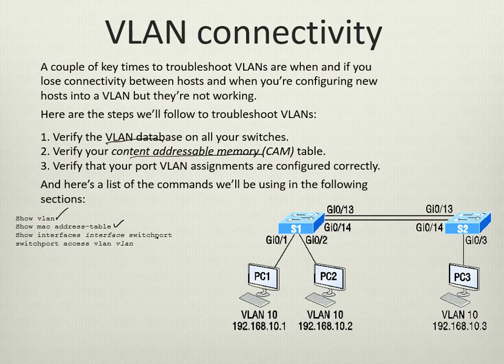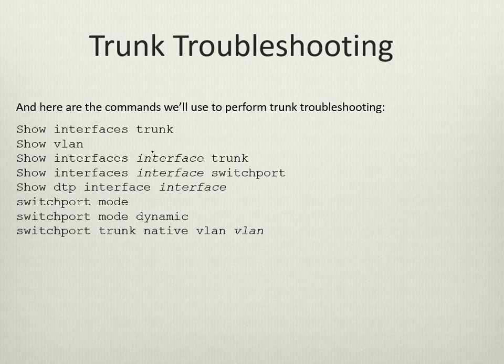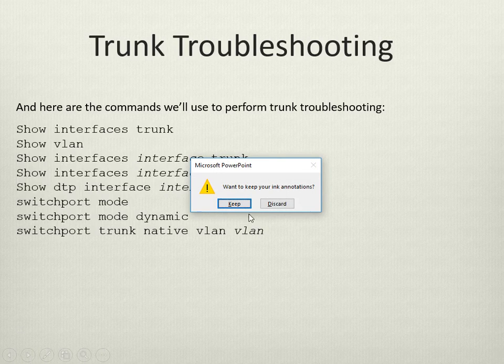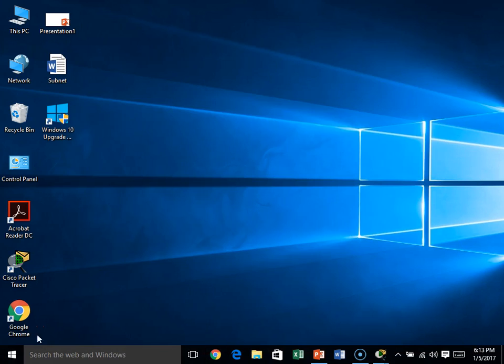Verify your port assignments with show interfaces and show interface switchport. We'll look at those things, and then switchport access to assign it to a VLAN. So these are the commands that are going to be used in this lab. VLAN database, verify. These are the trunk troubleshooting. What I want to do here is go back to Packet Tracer.